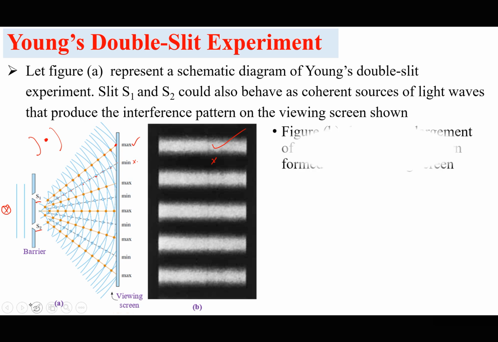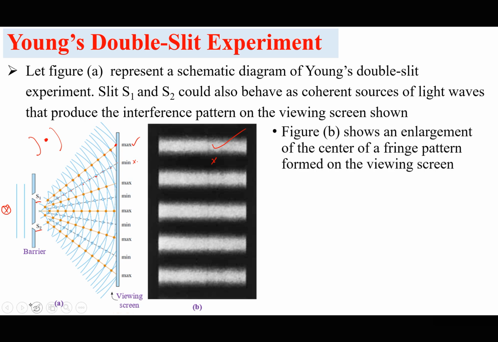Figure B shows an enlargement of the center of a fringe pattern formed on the viewing screen. So this is an enlargement. Although it is appearing white, it is not supposed to be white, but it is easier for me to demonstrate it with white. White corresponds to bright, and then this is dark.